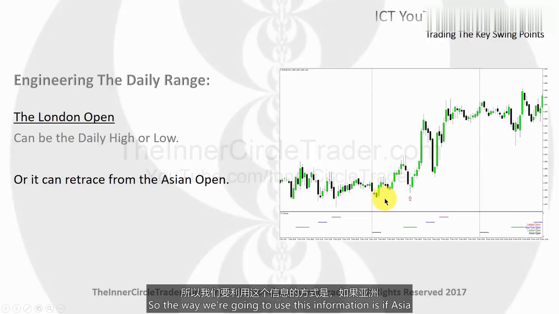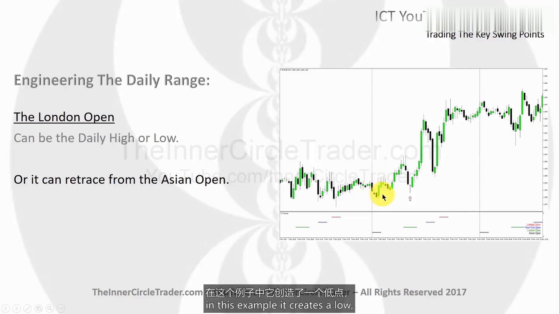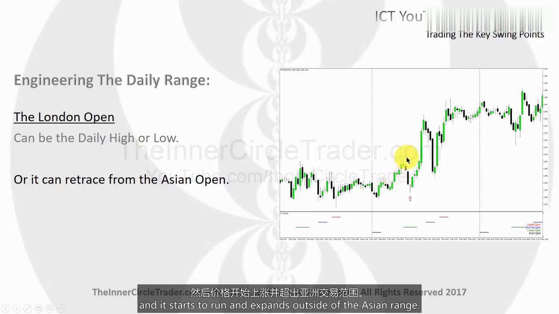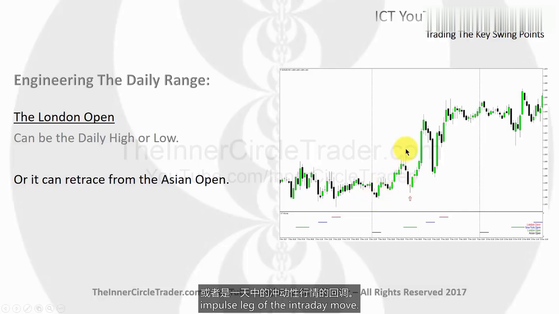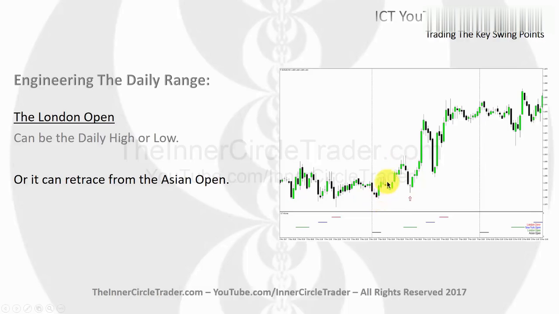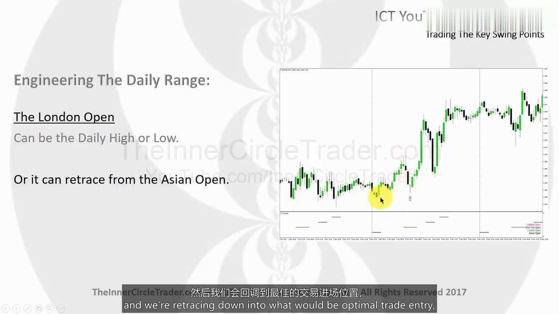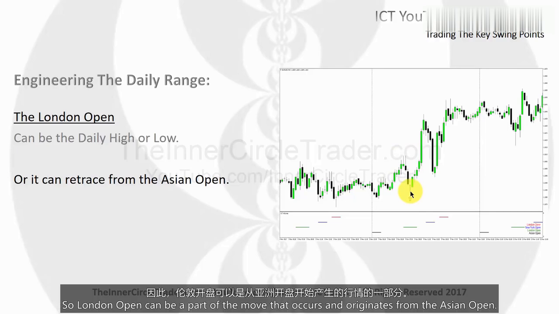So the way we're going to use this information is if Asia creates a low or high today, in this example, it creates a low and starts to run and expands outside of the Asian range, this drop down in London is typically going to be a retracement of the initial leg or impulse leg of the intraday move. If we're bullish, we're going to assume that Asia creates the low, and we're retracing down into what would be optimal trade entry, and that could be a long. So London Open can be a part of the move that originates from the Asian Open.